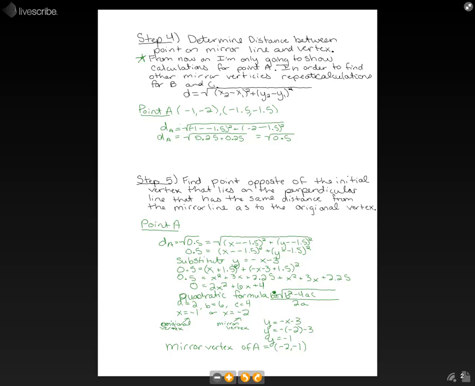So that's how you can solve these types of problems. And like I said, if you want to find the full reflected image, you simply need to repeat this process in steps 4 and 5 for points B and C.